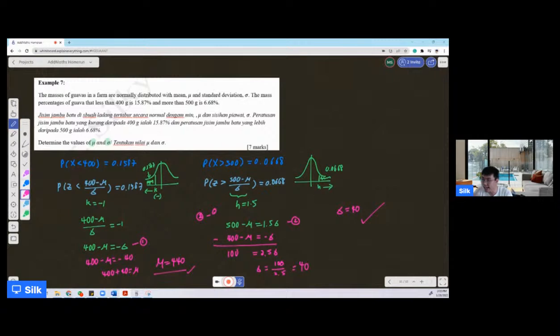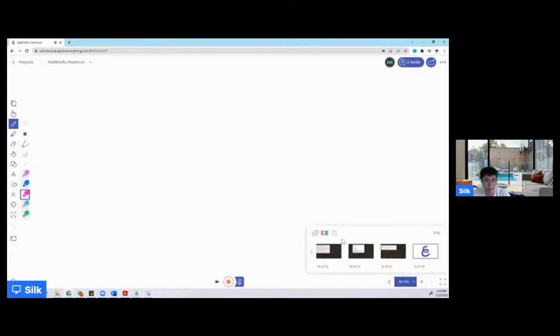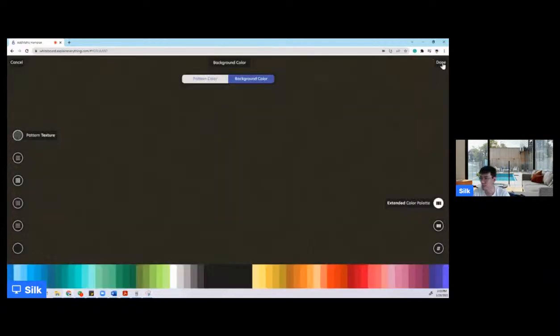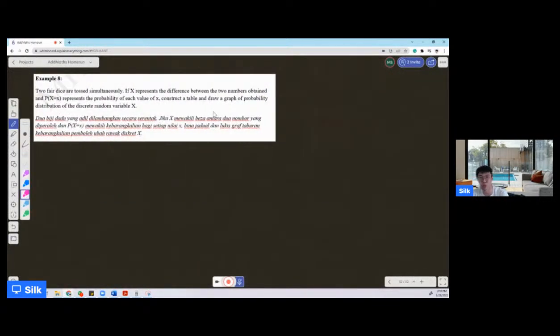Okay, another new thing that you need to take note of is the discrete random variable. Example 8 here. Okay, this is a very, very good question. This is not binomial, not normal. It's just a discrete random variable. So let's look at the question first. Two fair dice are tossed simultaneously. If x represents the difference between the two numbers on the two dice. So the first step, let's say I build a table.